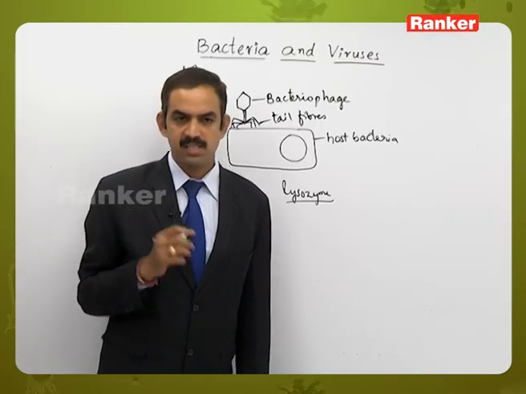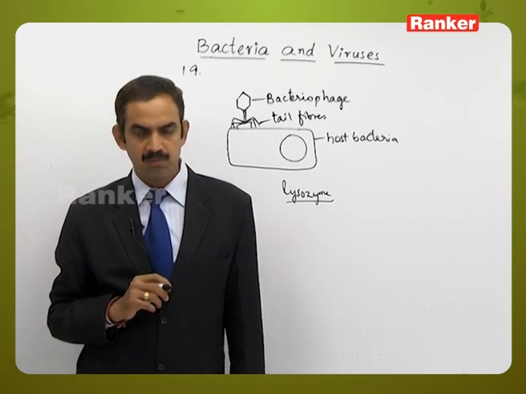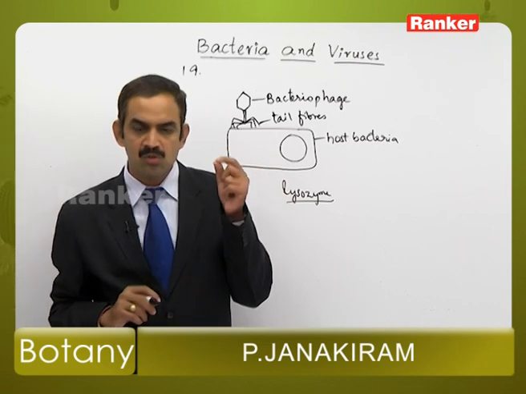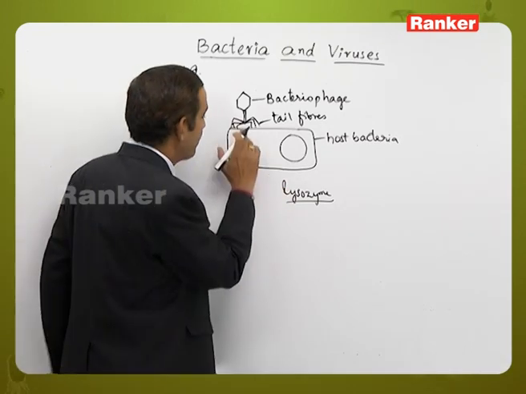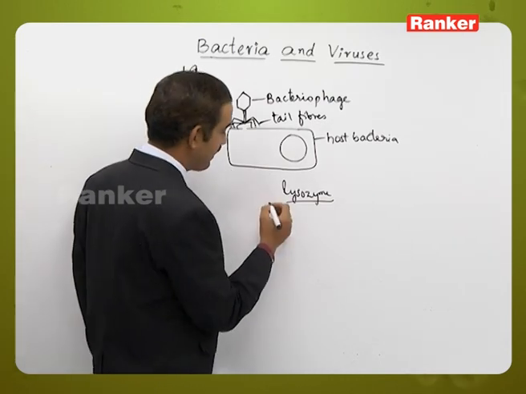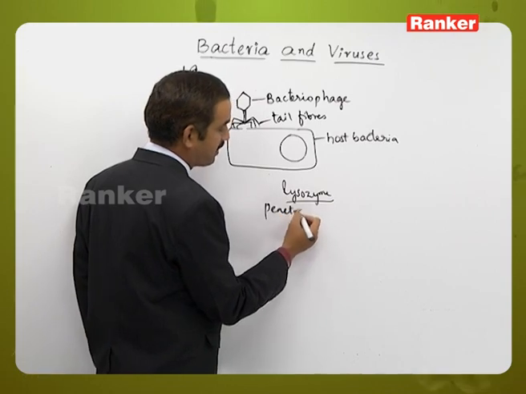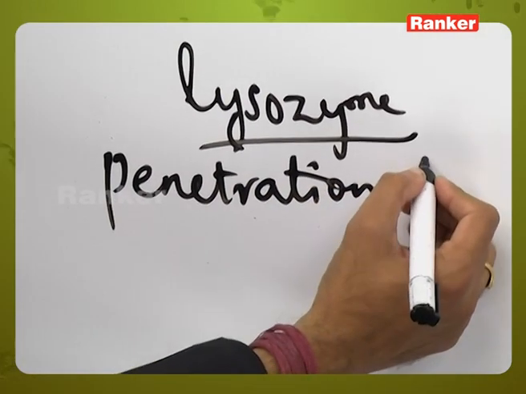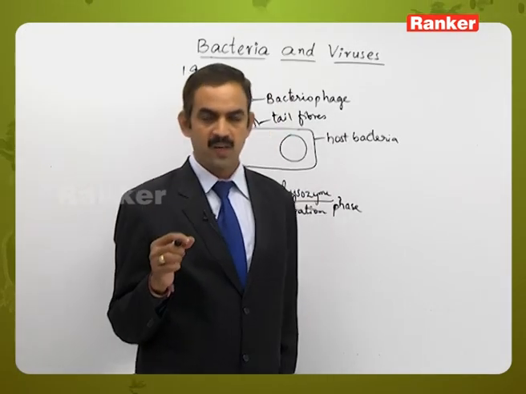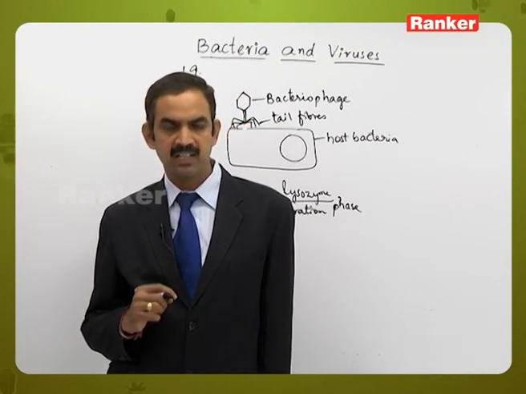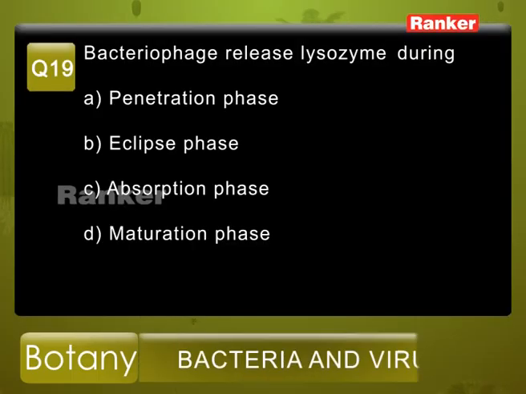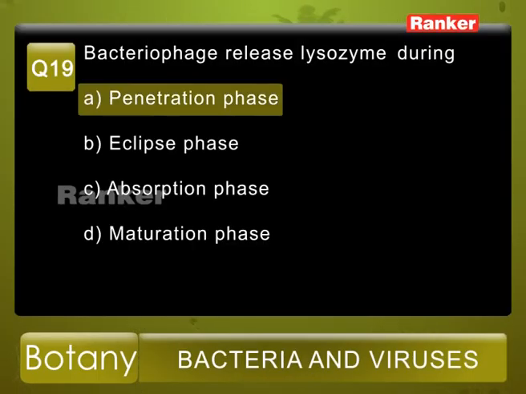When it attached, that is called the absorption phase. After absorption, the bacteriophage will secrete an enzyme called lysozyme, and that lysozyme will form a perforation on the wall of the bacterial cell. That occurs during the phase called the penetration phase. During the penetration phase, the bacteriophage will secrete the enzyme lysozyme, which will digest the bacterial cell wall. So from the given options, option A is the correct answer.